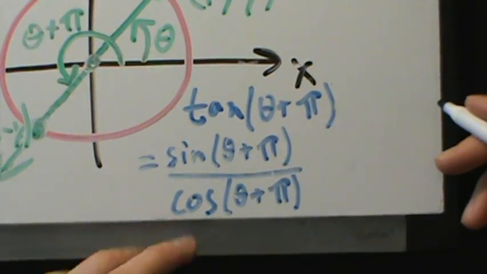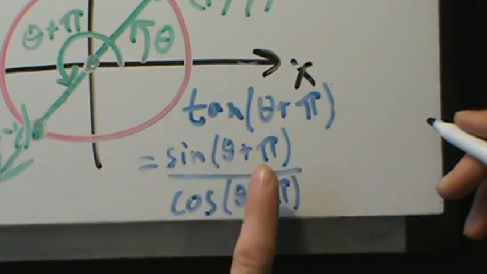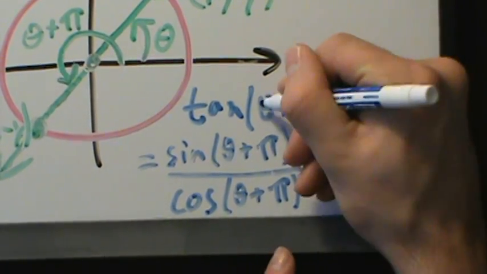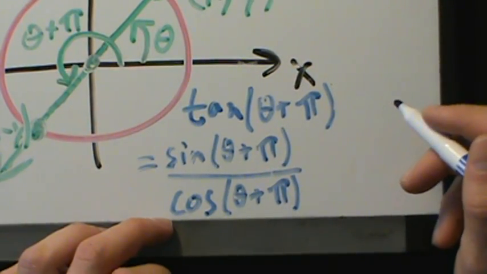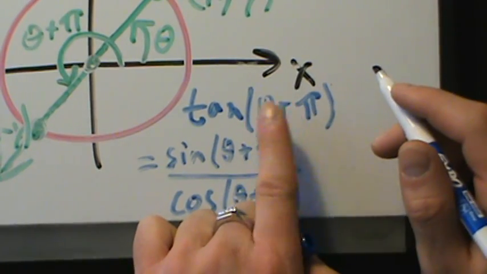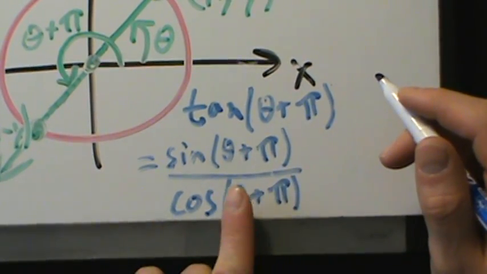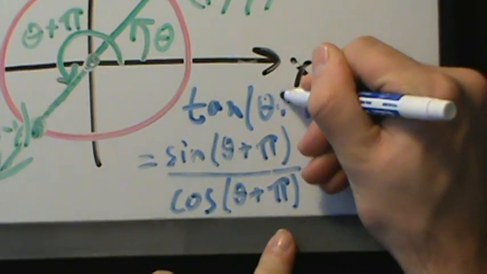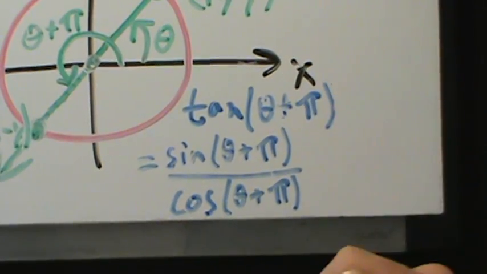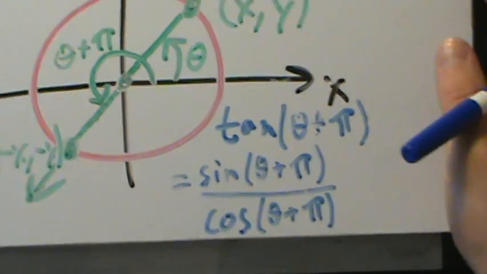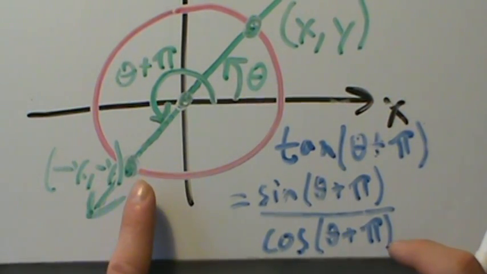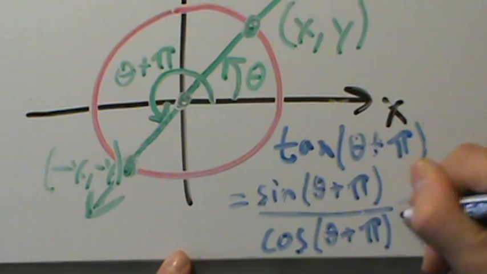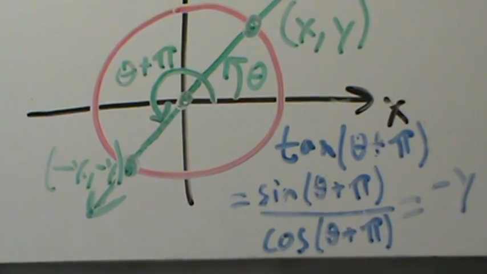Just remember that the tangent of a thing, no matter what that thing is, is the sine of that thing divided by the cosine of that thing. So we know tangent of theta is sine of theta over cosine of theta, but it's not true just for theta, it's true for anything. So tangent of theta plus pi is sine of theta plus pi over cosine of theta plus pi. What is the sine of theta plus pi? It's the y-coordinate where the angle theta plus pi hits the unit circle. What is that y-coordinate? It's negative y.